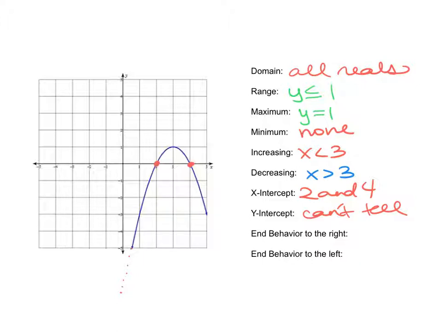The end behavior to the right, it falls, and the end behavior to the left also falls.